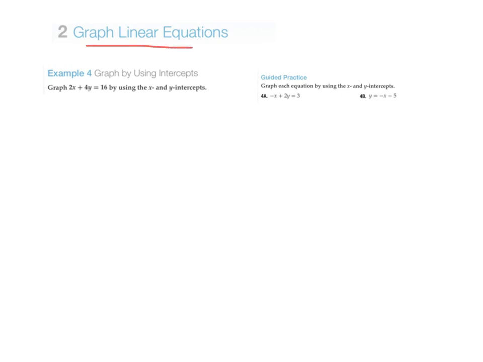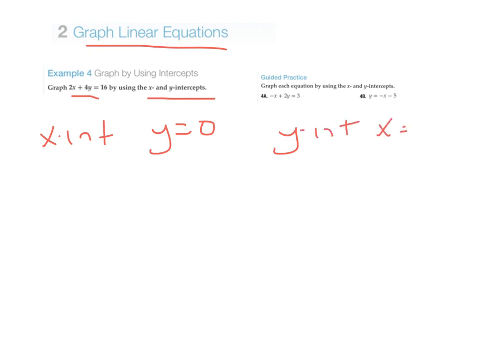If we want to graph linear equations in standard form, we can use what's called the x and y intercepts. The x-intercept is found by making y equal 0. The y-intercept is found by making x equal 0. Notice that x and y are always together. So if I'm finding the x-intercept, I'm going to use the y to find it. If I'm trying to find the y-intercept, I'm going to use the x to find it.